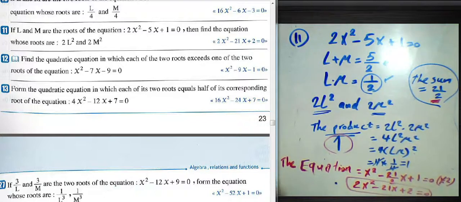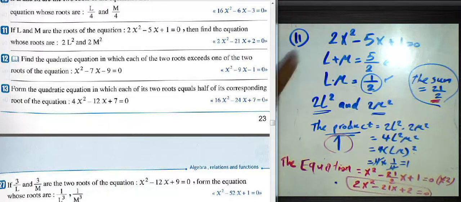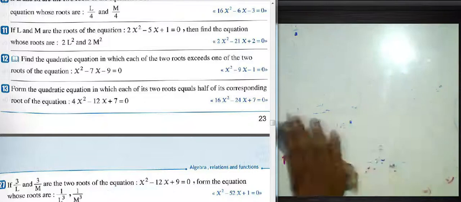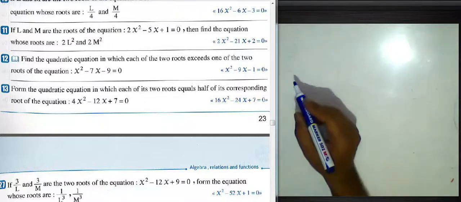So first we want to find the sum and the second step we want to find the product. It's easy for you or not? You must write after me to understand all questions. It was question 11. I will solve another question, question number 12.